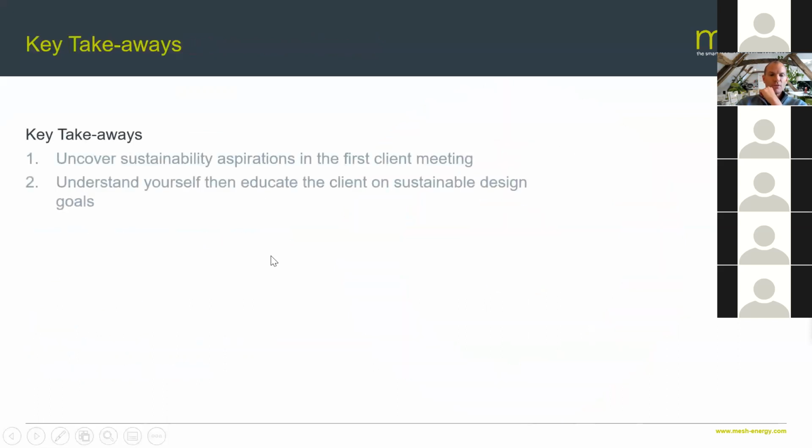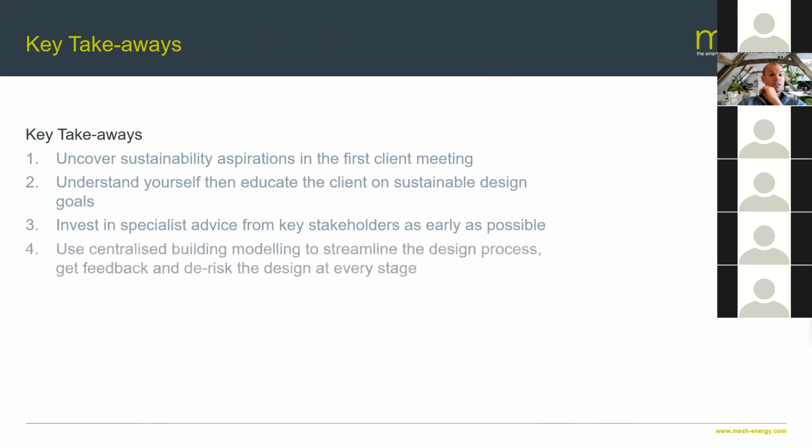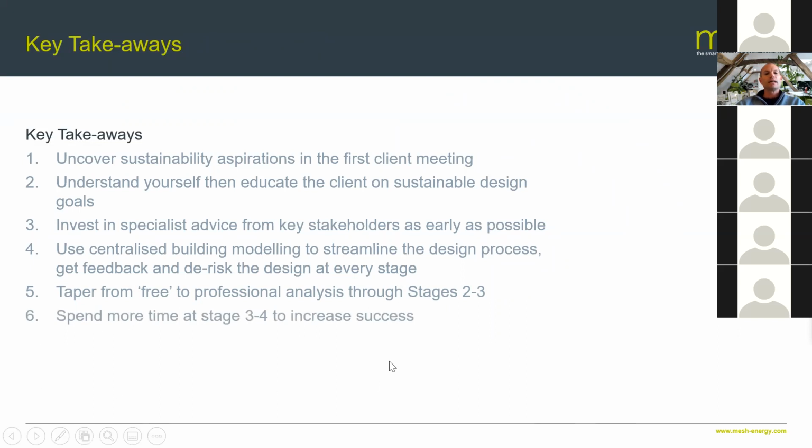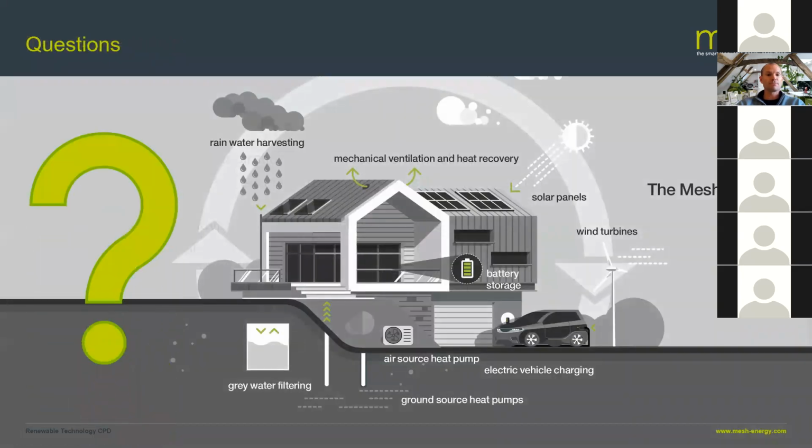So the key takeaways: uncover those sustainability aspirations in the first client meeting, understand yourself and then educate the client on sustainable design goals, invest in specialist advice from key stakeholders as early as possible, use centralized building modeling to streamline the design process and make it as insightful for you and the client as possible, and de-risk it. Look at tapering free tools to more professional tools through stages 2 and 3, and spend more time in stages 3 and 4 to really design and optimize and iterate your project to give you the highest level of confidence.